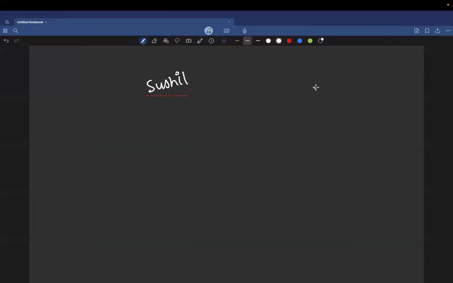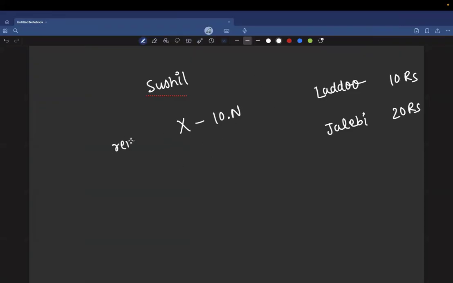There are two things: laddu, which costs rupees 10, and jalebi, which costs 20 rupees. And he had X rupees. He has already bought N laddus, so it means that he has spent 10 into N rupees. And now this is the remaining money he has. Now, from this remaining money, how many jalebis can this guy buy? This is the question.